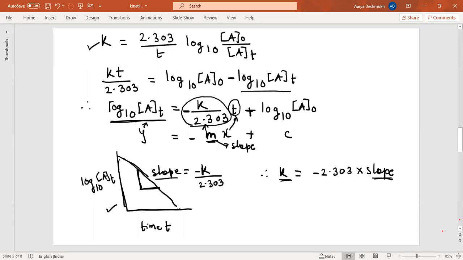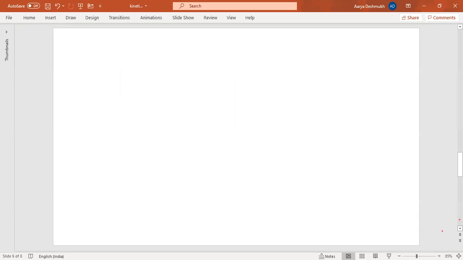Now there is one more way you can represent a first order reaction. For the integrated rate law, we have this thing, k is equal to 2.303. This is again the integrated rate law for the first order. Wait a minute. Integrated rate law of first order reaction.